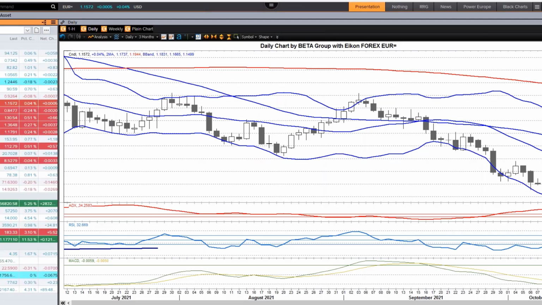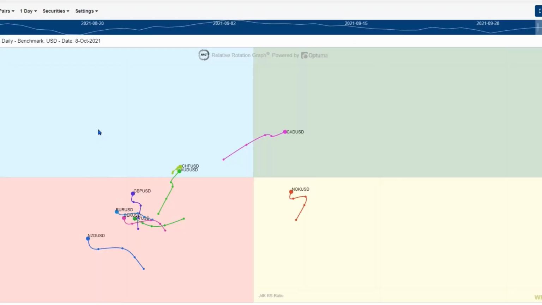Let us start with the relative rotation graphs of the currencies first of all. As you know, we've got a strong dollar, but it's not the strongest. Most of the currencies, including the big one, the euro, are in this bottom lagging quadrant here, so they're weak against the US dollar. Canadian dollar is stronger than the US dollar, because it's right of it on this vertical axis, and it's also moving north, in a northeasterly direction with positive momentum.